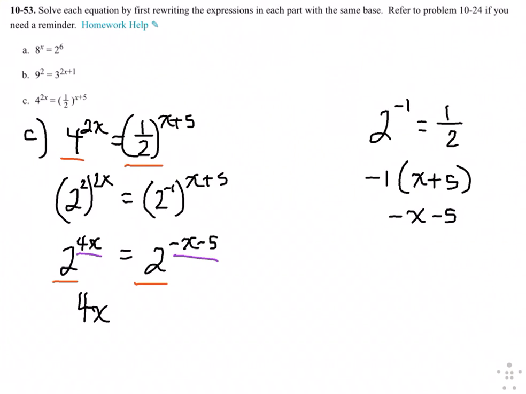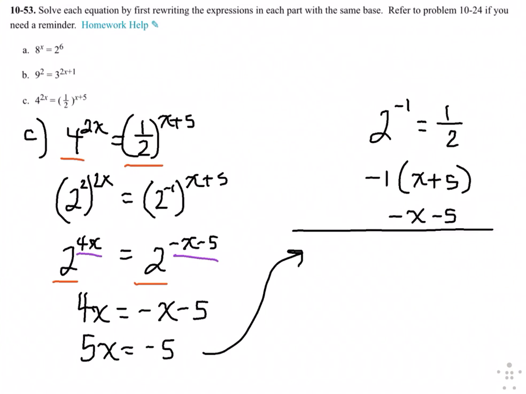So 4x equals negative x minus 5. Add x to both sides, and we get 5x equals negative 5. Divide, I'm going to come up here, right? Divide both sides by 5, and we get x equals negative 1 for part C.